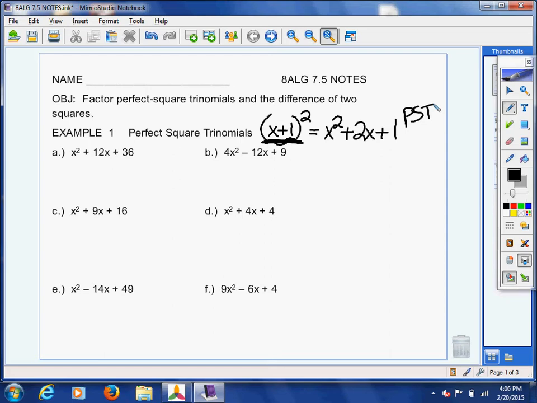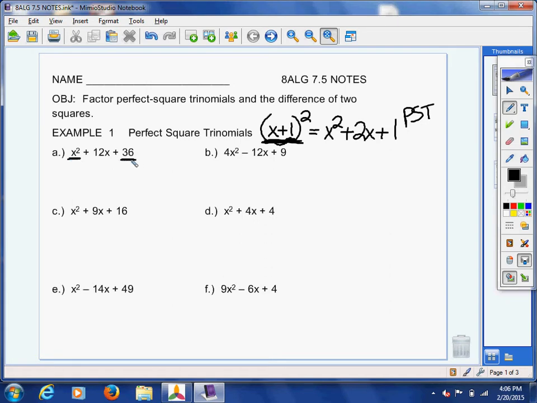I want to show you a shortcut. If it's actually a perfect square trinomial, there are ways to tell, and I kind of glossed over it earlier in the chapter. First thing, look at the first term. Our first term has just a single variable. Does the variable have an even exponent? Okay, if it does, then that's a perfect square. So the first term has to be a perfect square.